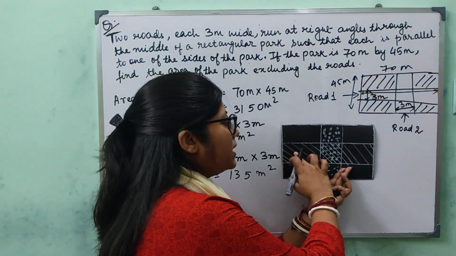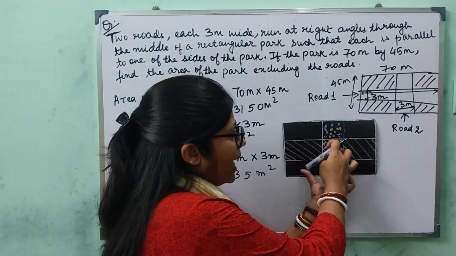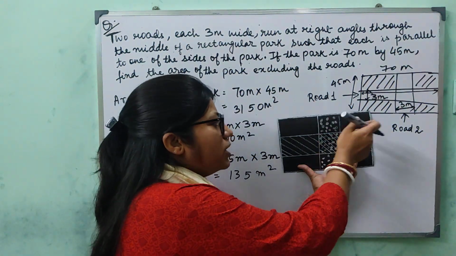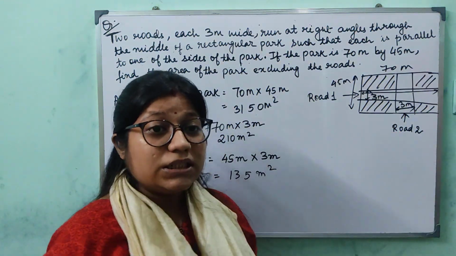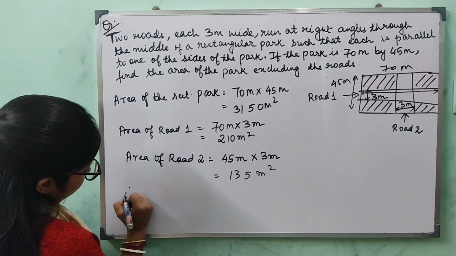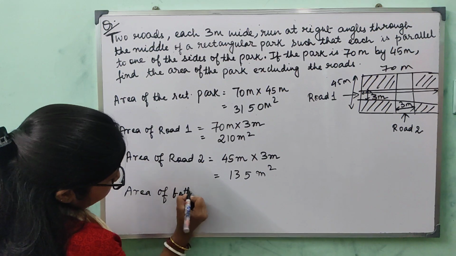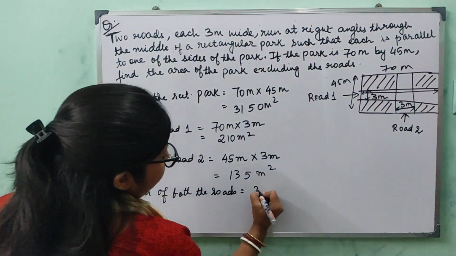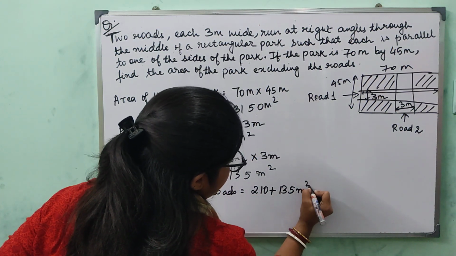Now when I was considering the area of road 1, once I had covered this area. Second, when I was considering road 2, then also this area was considered. That means this portion was considered twice. So if I find the area of both the roads, what will it be? 210 plus 135 meter square.